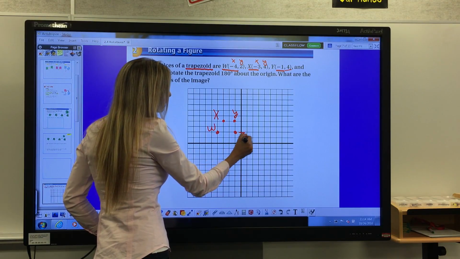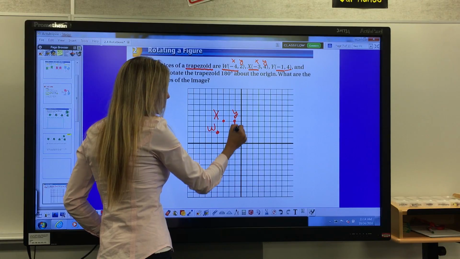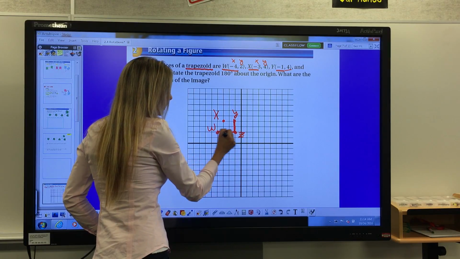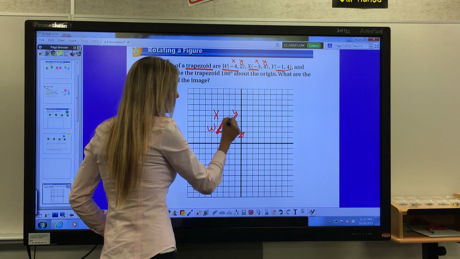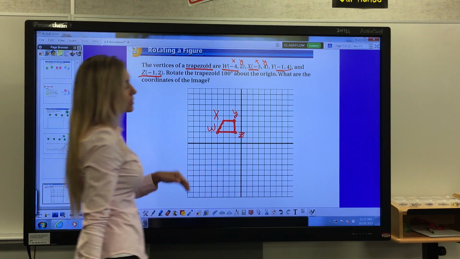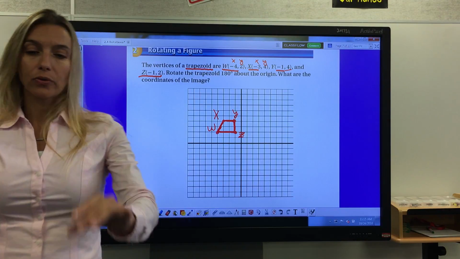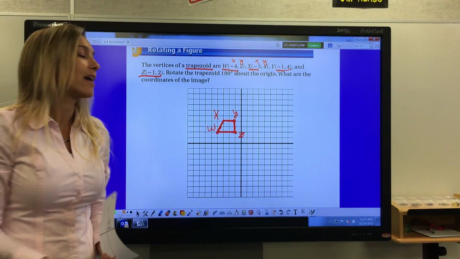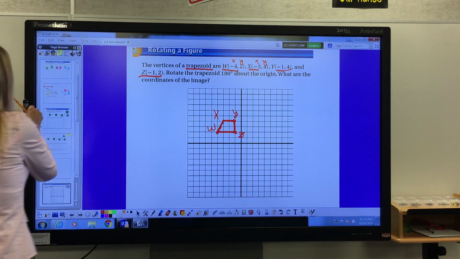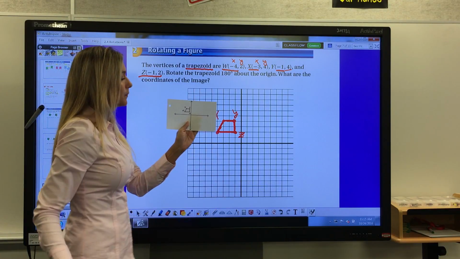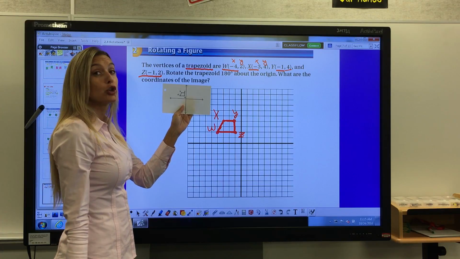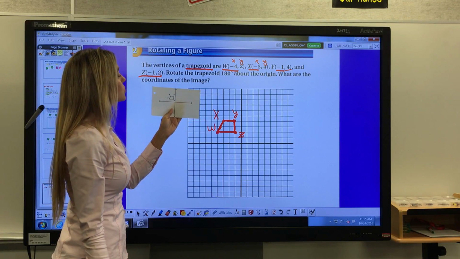So here is my trapezoid. I'm going to connect my points, and there it is. What I would like for you to do, if you have a test and you have to rotate an image, always plot it.